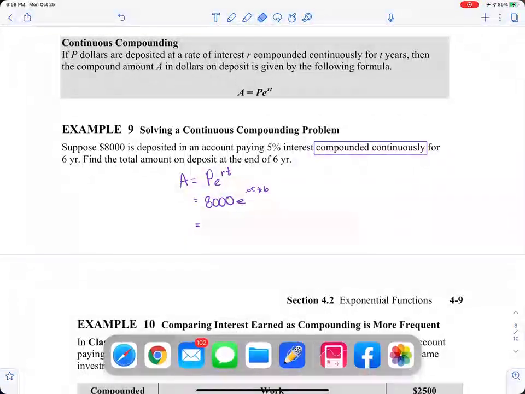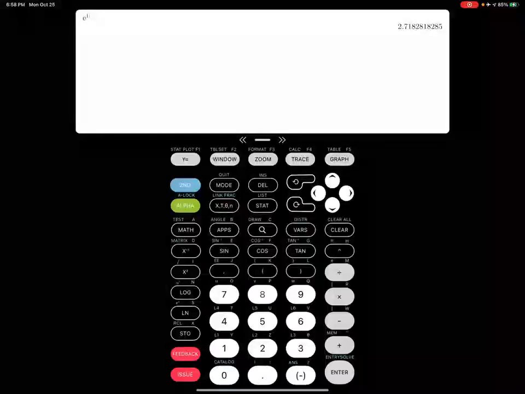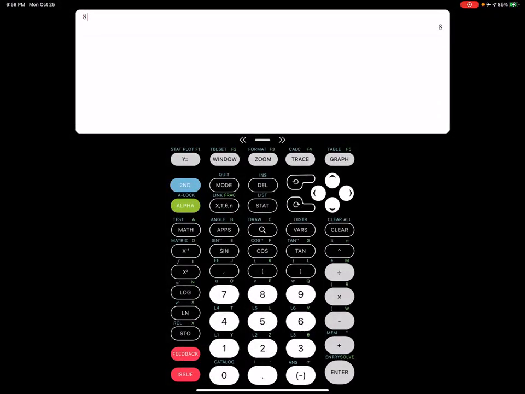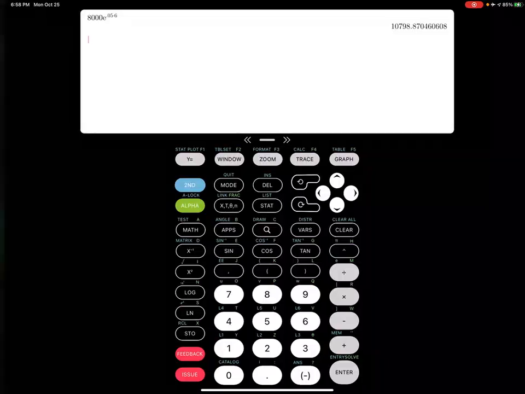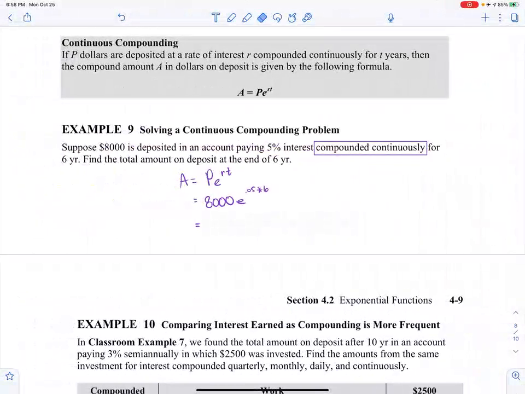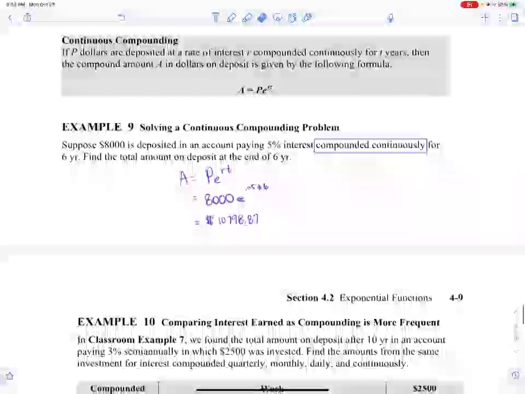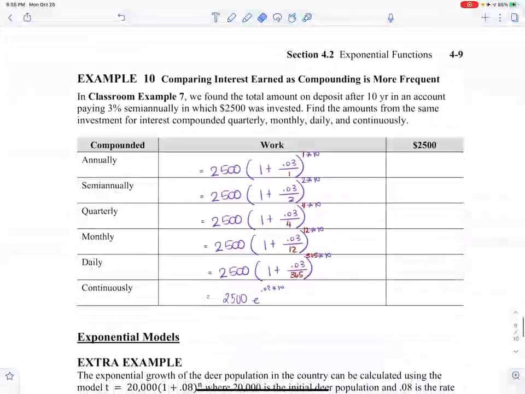I'll do this first one for you. I'm not going to always show you this, but so we have $8,000, and we're going to multiply that by e raised to the 0.05 times 6 power. And then you can see there that we have the value of $10,798.87. And so if I uncover what I have here, that's exactly what I've got, $10,798.87.